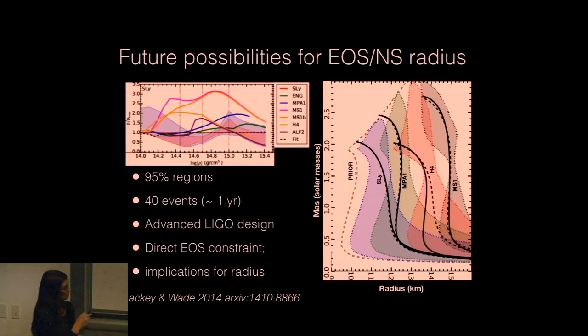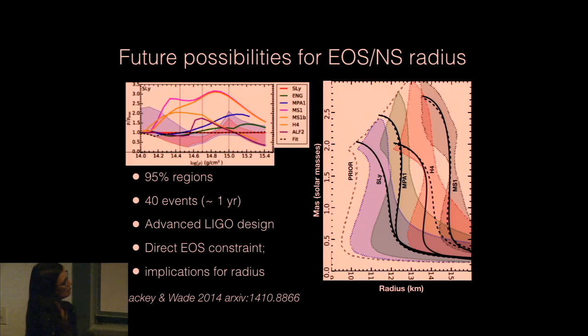So what could we do with something like that? Well, 40 events, this is from Lackey and Wade 2014, allows us to start pinning down precisely the radius of neutron stars if we assume a fiducial equation of state model describing both stars, a parameterized equation of state model, and see how the data from all the events together constrains those equation of state parameters.